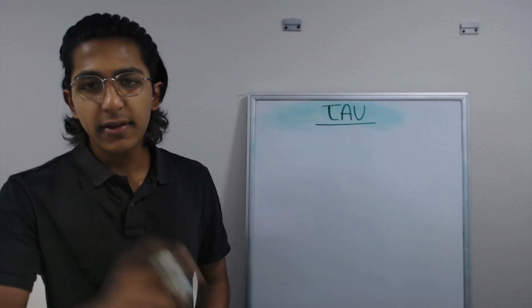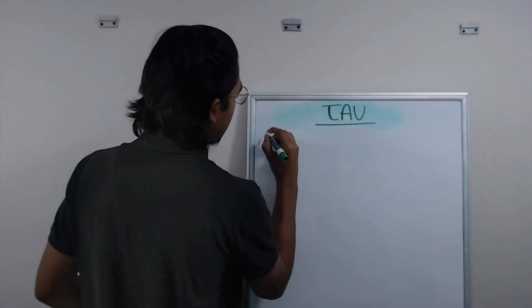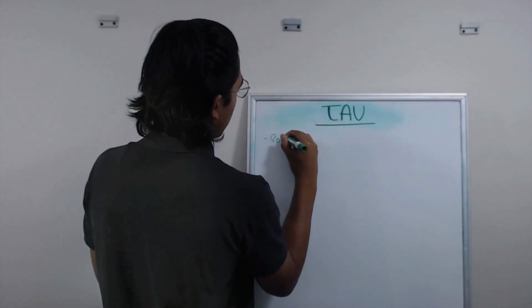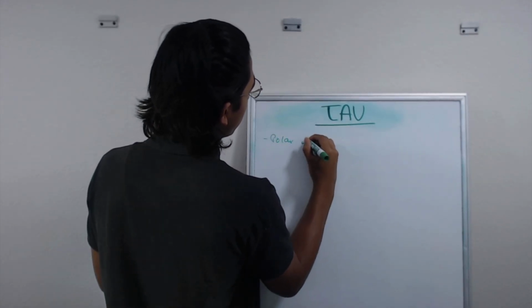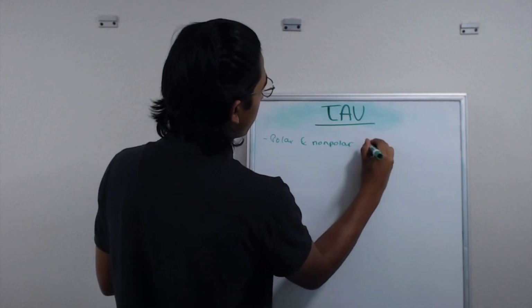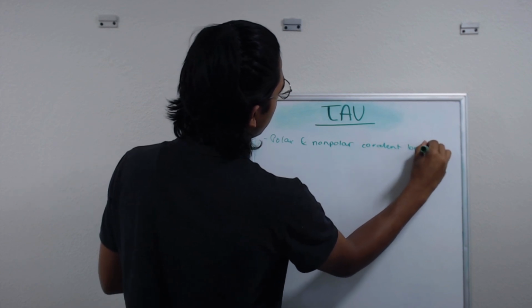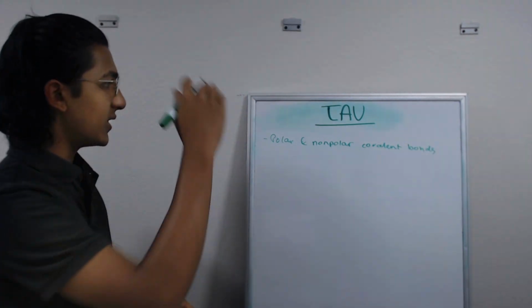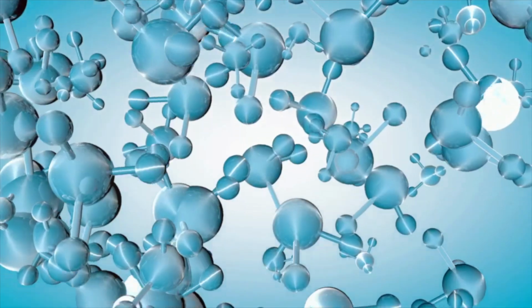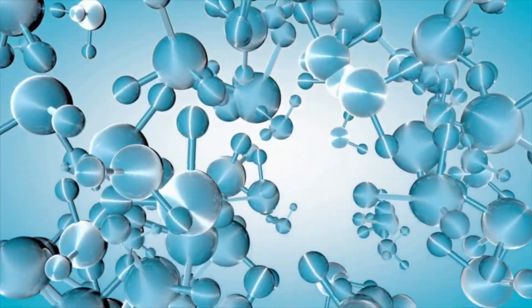Today we're going to be talking about how molecules interact with each other. And to do that, we need to cover an important concept: polar and non-polar covalent bonds. So what do I mean by this? Let's talk about the polarity in covalent bonds.